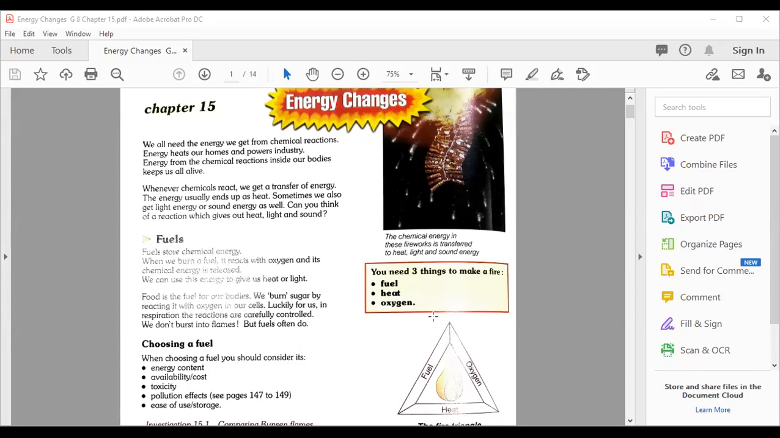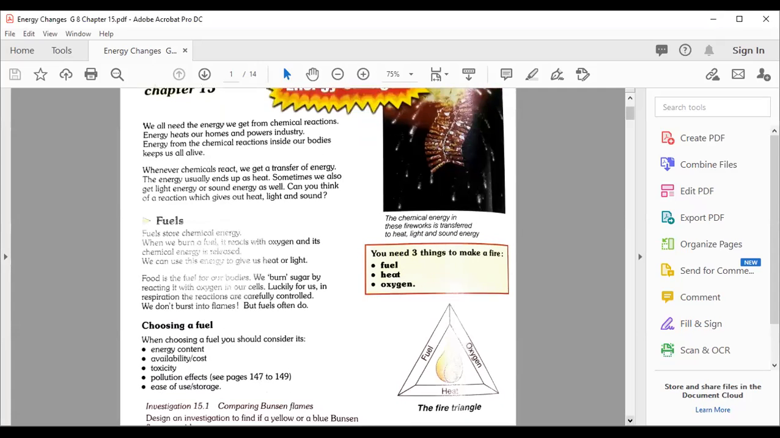You know very well, here is a triangle that you can see. This triangle shows you the fire triangle. Why is it the fire triangle? Because here it mentions the things you need to make a fire. You need three things: number one, fuel; two, heat; and number three, oxygen. Here you have a fuel, here you have oxygen, and this is the heat. Then your burning process is started.